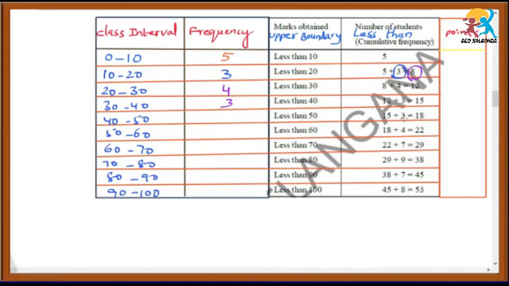The difference is 3, so the 40 to 50 class interval will be 3, and from 18 to 22 the difference is 4, so here we will get 4, and from 20 to 29 the difference is 7. So the 60 to 70 class interval will be 7, and 29 to 38 that is 9, and 38 to 45 that is 7, and 45 to 53 that is 6. Just observe: 5 to 8, the difference is 3. So the 3 will be in the 10 to 20 class interval, and 8 to 12 the difference is 4. So the frequency 4 will be in the 20 to 30 class interval. Like this you have to find.